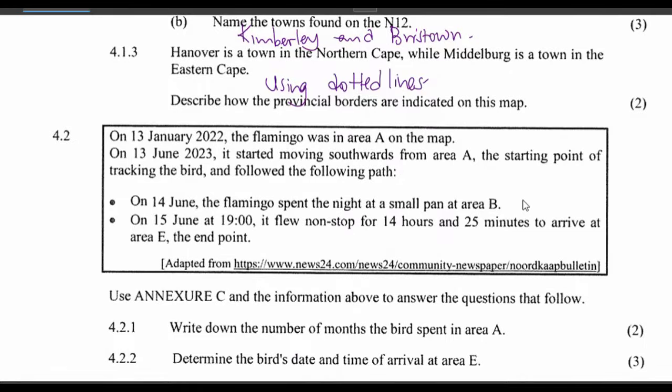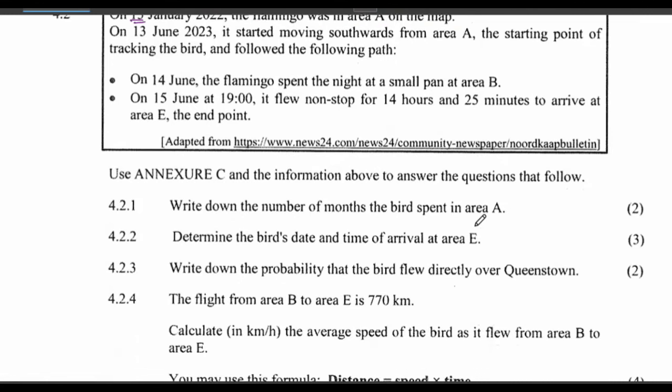Area A, it was there on the 13th January. The flamingo was in area A. Then on 13th June, it started moving. So it has been there for 1 year and a half. 1 year and the same number of months, which is 18 months. Together? So determine the bird's date and time of arrival at E.